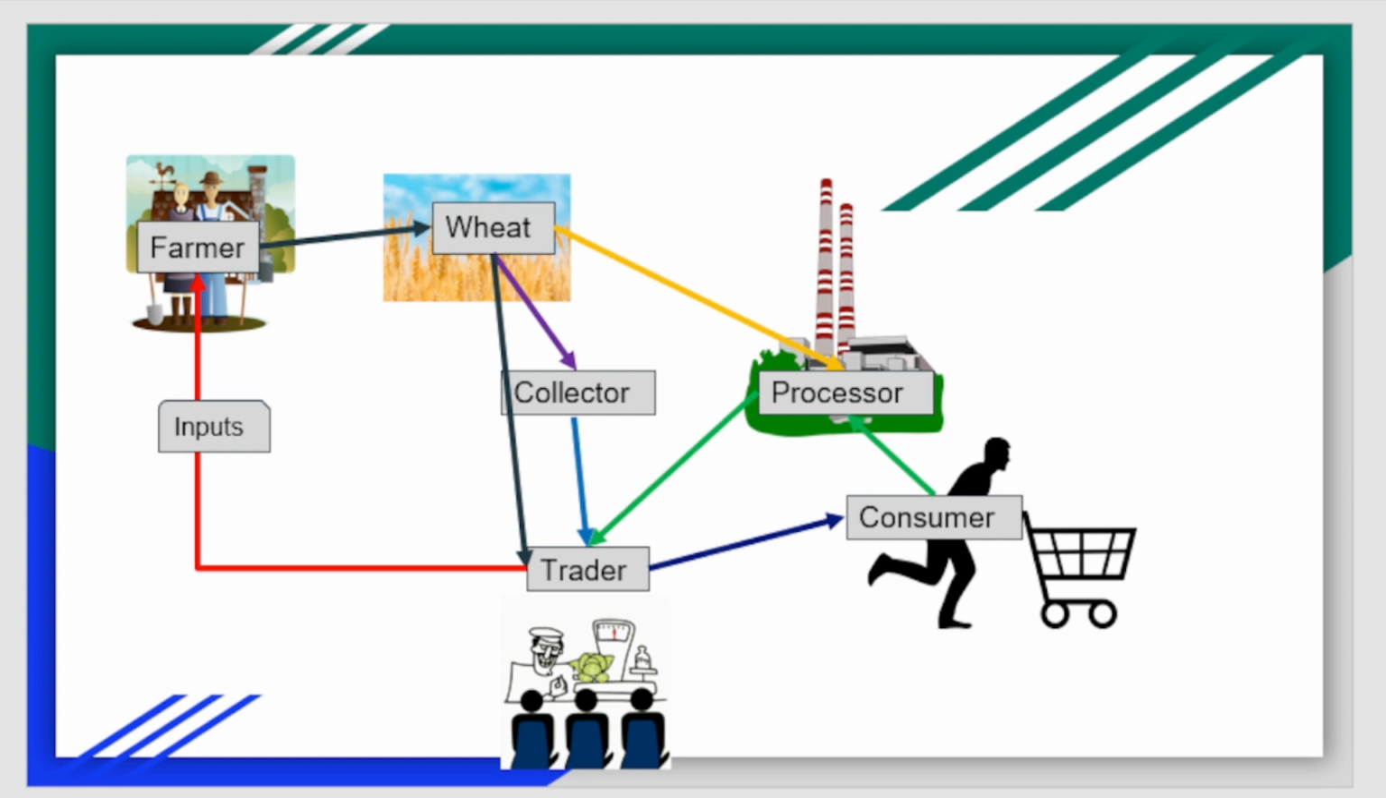For the wheat, the farmer can sell to three different actors. You can see the farmer can sell their produce to the trader, collectors, or processors. In the same way, the collector can sell it to the trader, and the processor can sell the processed wheat, that is flour, to the traders or consumer. This is a simple value chain case of how our simulation is going to work.